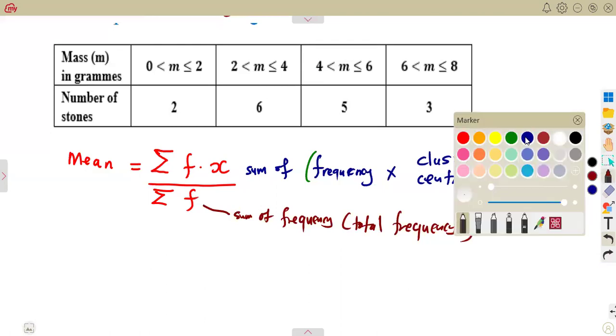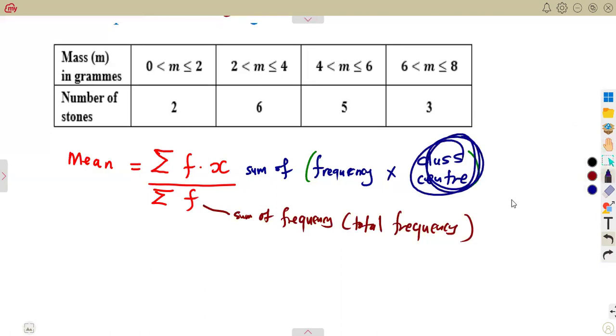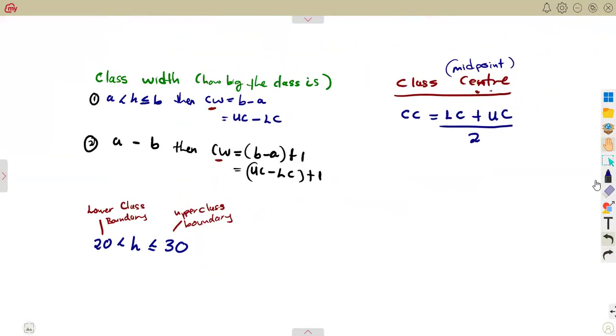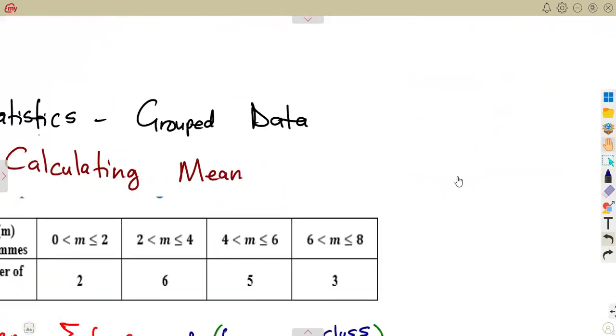As we can see, we are talking of the class center. We are now back to these terms that I was talking about. So how do you find the class center? Lower class plus upper class, divide by 2.